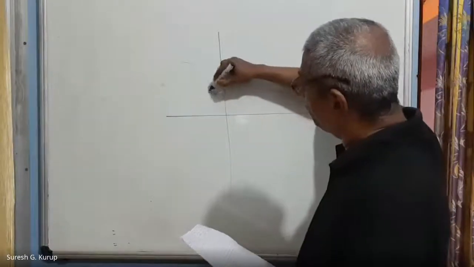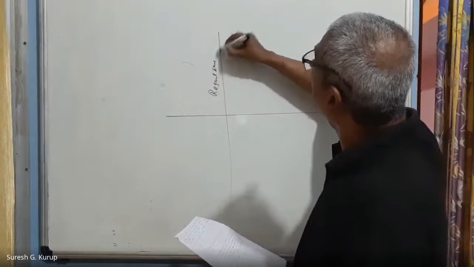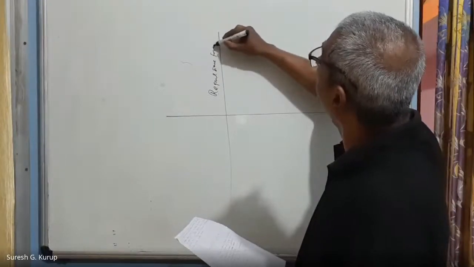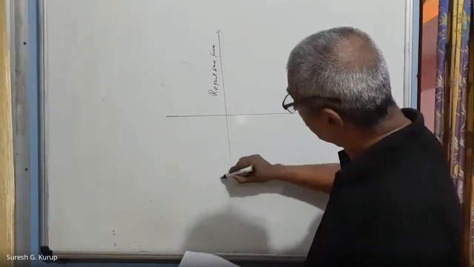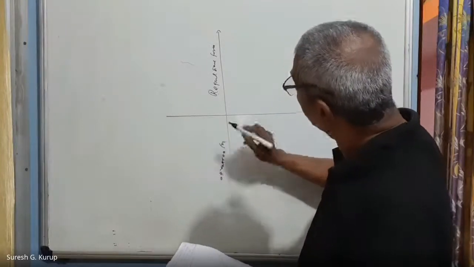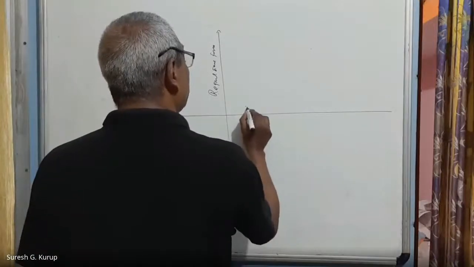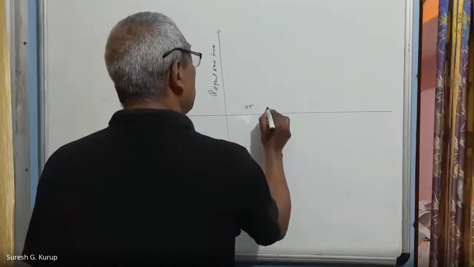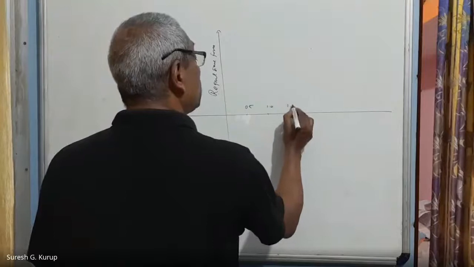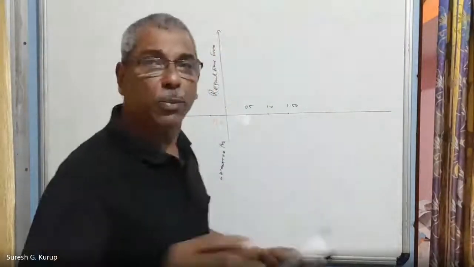This is repulsive force. Force is increasing. This is attractive force. Attractive force, right? And this is 0.5. This is 1.0. This is 1.50.